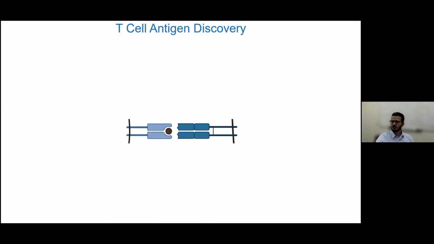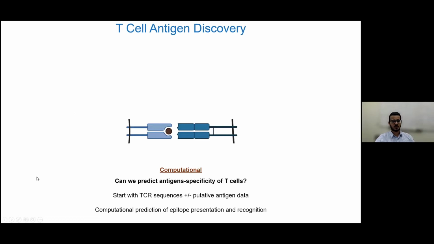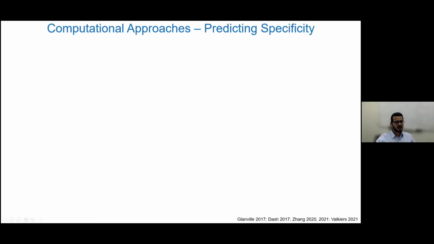All right. So the last set of approaches are focused on computational prediction of T cell specificities. So here, can we start with a TCR sequence and purely based on TCR sequence or any other sort of computational or bioinformatics data, can we predict the antigen specificity of T cells? In the first set of methods, they were really geared towards being able to predict specific epitopes and MHC restriction of T cell receptors.